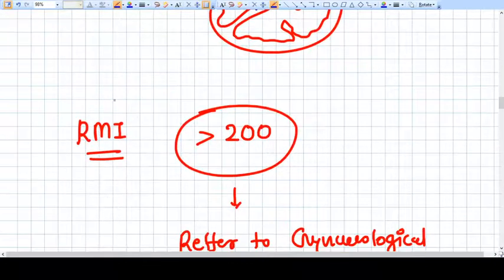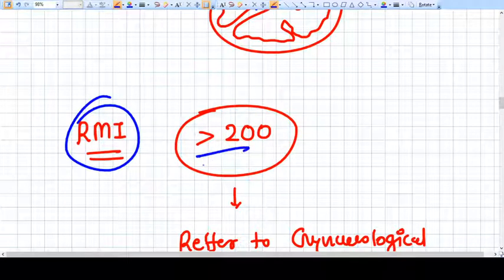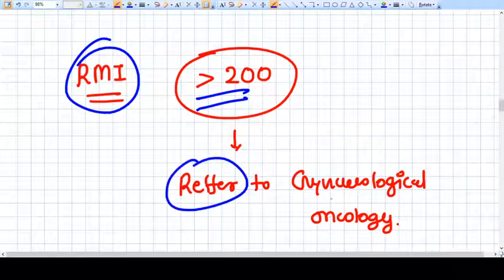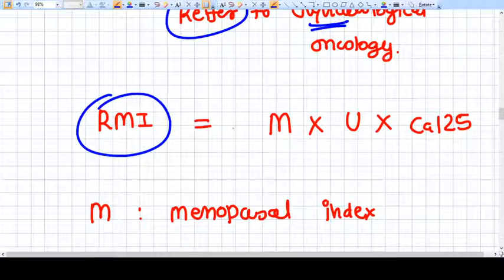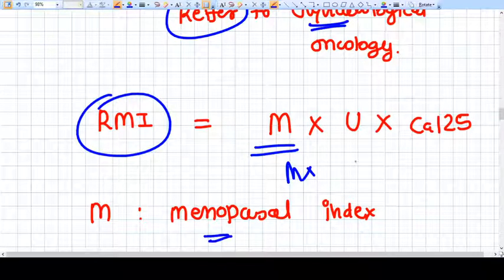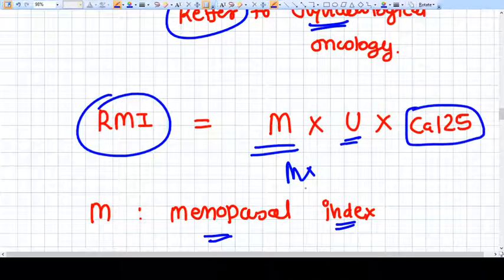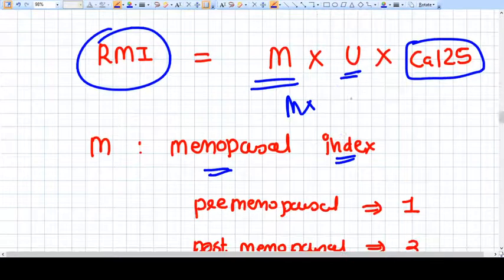So what is RMI? If the RMI score is more than 200, then we need to take that mass very seriously, and we need to refer this patient to the gynecological oncologist, who will again evaluate those masses. Now how do we measure the RMI? It's very simple. M, that is menopausal index, U, that is ultrasound index, and CA 125 levels. We need to multiply.